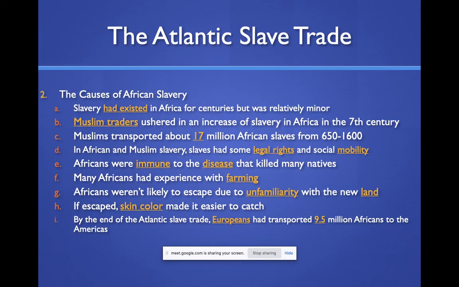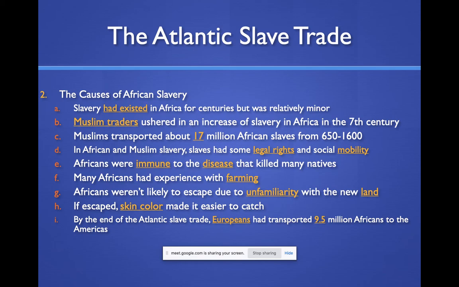Slavery had existed in Africa for centuries. So in Africa at this time, there are no countries, there are tribes. And when they would war with one another, whoever lost oftentimes became slaves to the ones that won. But it was on a very small scale. We're talking about just a little bit of slavery between the tribes.